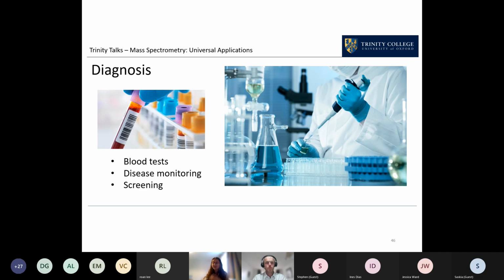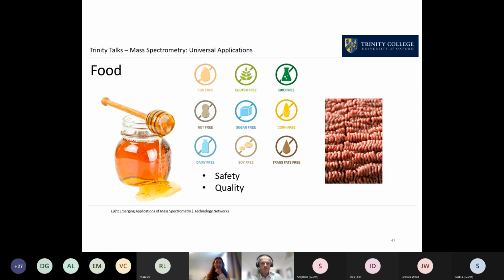Prenatal screening for certain infections and things, that can be done with mass spectrometry. You can monitor people's cholesterol levels if they've had a blood test. And for example, COVID antibodies. All of this stuff can be done with mass spectrometry. It's often combined with other techniques, but mass spectrometry forms a key part of those techniques. Huge thing, diagnosis.